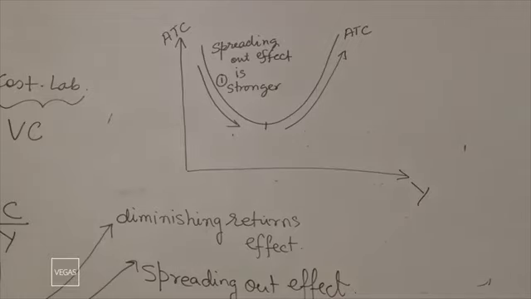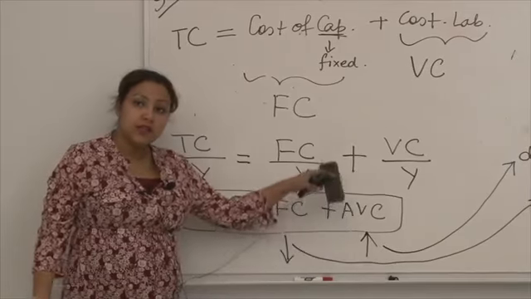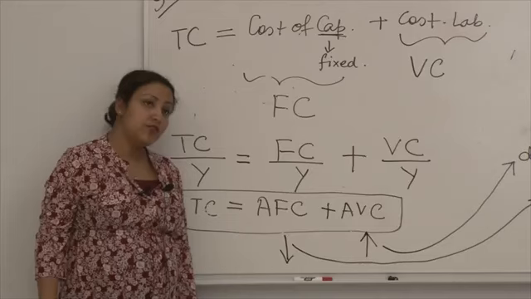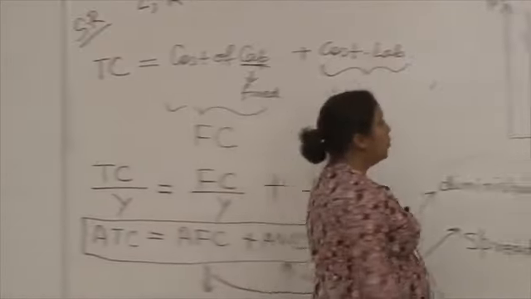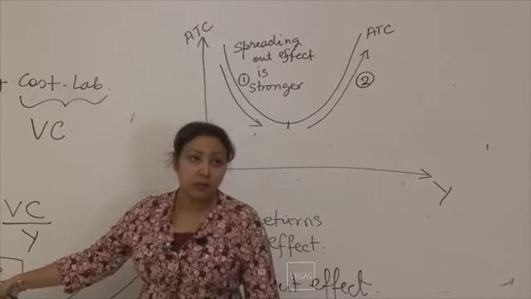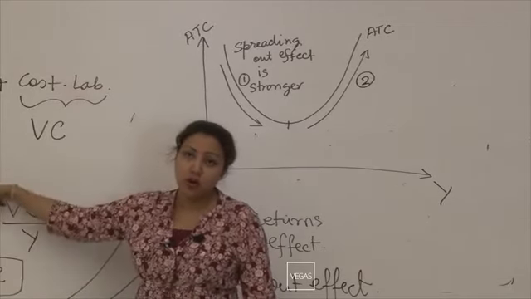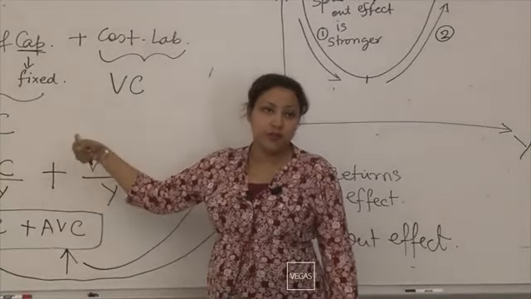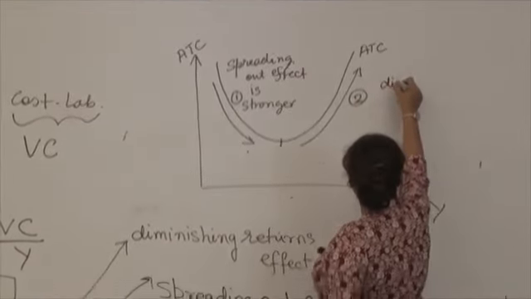Or in other words, the fall in AFC is bigger than the rise in AVC? The fall in AFC is stronger than the rise in AVC. Similarly, in zone 2, the ATC is rising, and that rise must be caused by something which is pulling it up. That must be the stronger pull. So here the pull of AVC is stronger. And what is that pull of AVC? It's the diminishing returns effect. So there it must be the diminishing returns effect that is stronger.